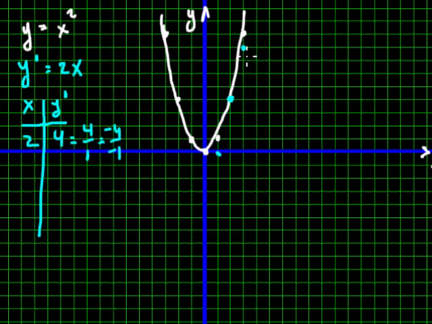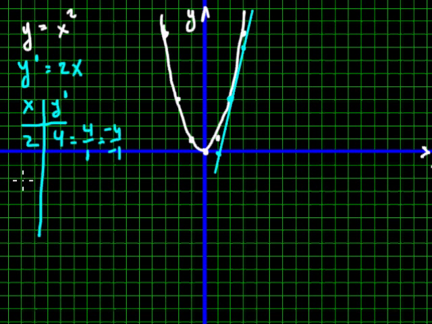And now we can graph slope through those points. Okay, so this is our parabola. At this point on parabola, our slope is 4, and that's the way to graph it. And let's pick a different point.